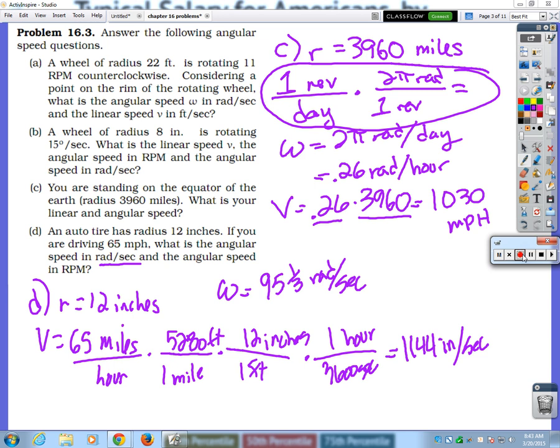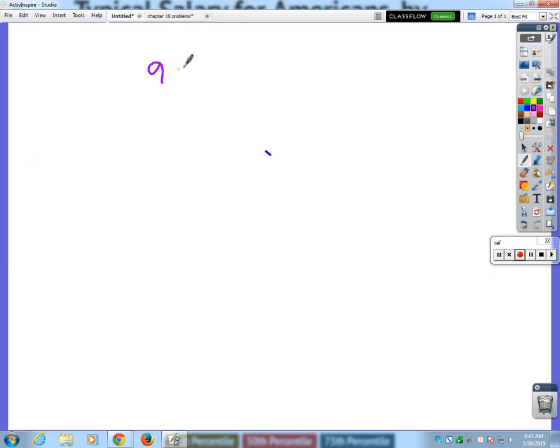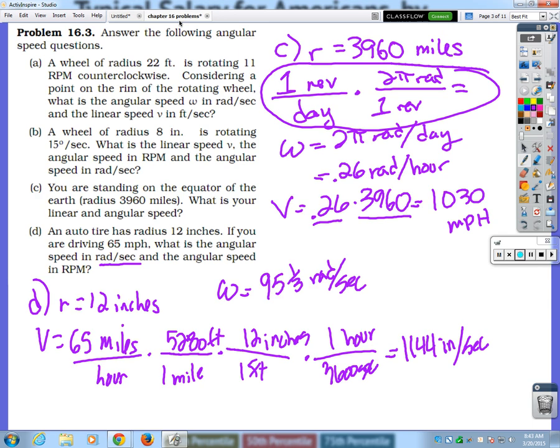Does that make sense? So I have 95 and 1/3 radians per second. That was our answer to angular velocity. We took the linear velocity and divided it by the radius to get the angular velocity. We're turning it into RPMs, revolutions per minute.